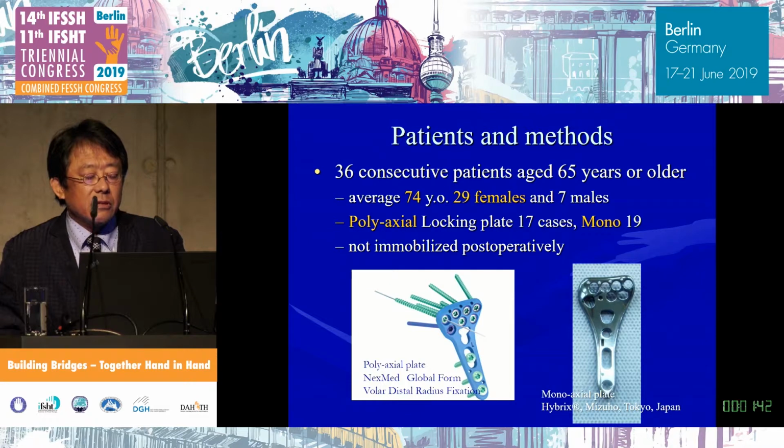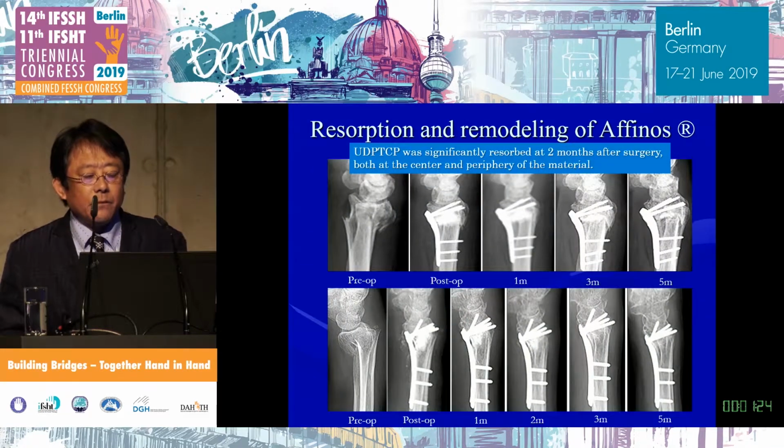We had 36 patients more than 68 years old. The average is 74, and I used the polyaxial locking plate in 70 and the monoaxial in 90, and the affected limb was not stabilized postoperatively. We had no serious complication on the new beta TCP, and UDP TCP was significantly resolved at 2 months. That is an interesting point, both from the center and the periphery of the material.